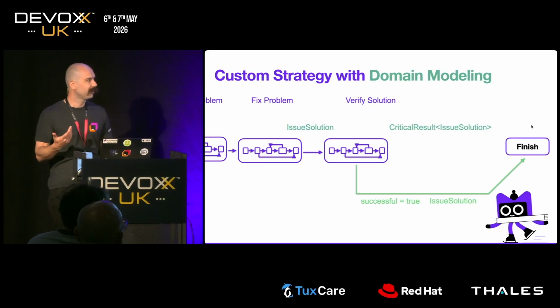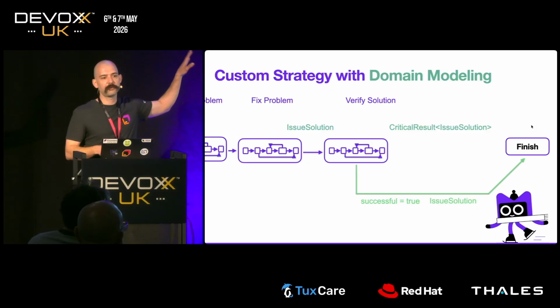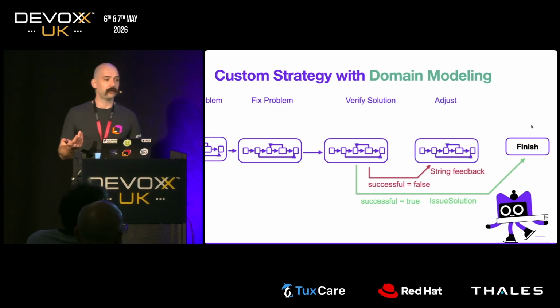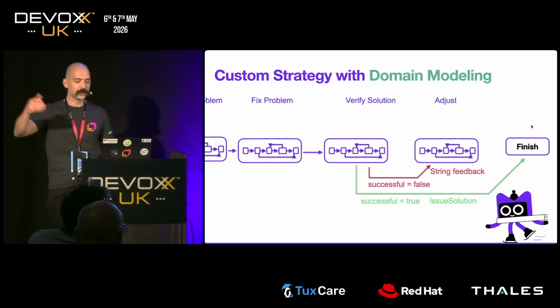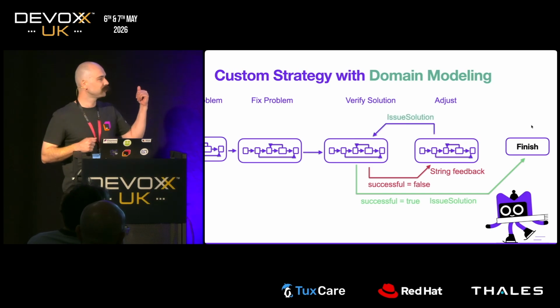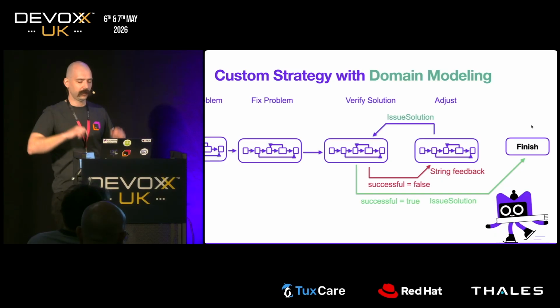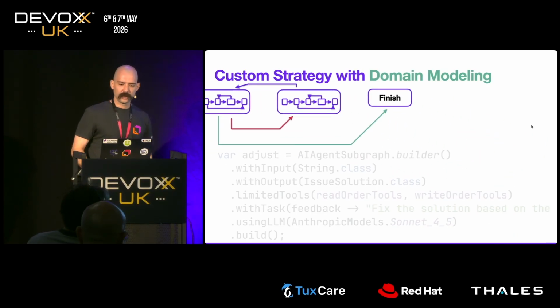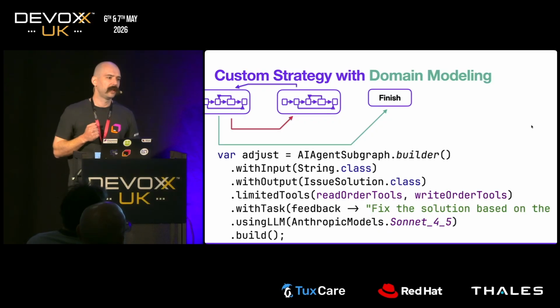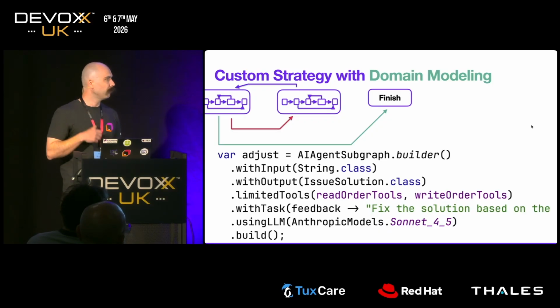So now we have some branching in our graph, right? Because the critical result, or verifying the solution, can either be successful or not. In the case that it is successful, well, we finish. In the case that it is not successful, we need to adjust the solution. And then potentially we need to loop, we need to verify the adjusted solution, and potentially we loop again here. The adjust node is not very interesting. It's exactly the same as we've already been doing before, but for completion, I want to mention it anyway.